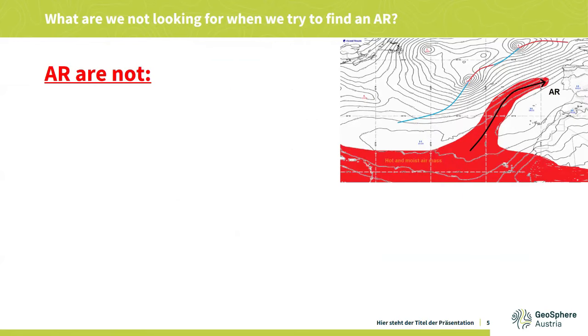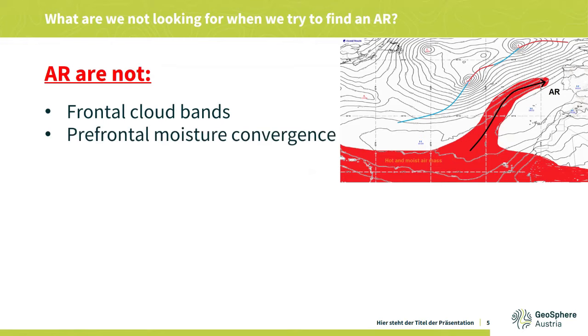On the other hand, atmospheric rivers are not frontal cloud bands. So if you look at the satellite image and you find some nice cloud band, and it's a frontal cloud band associated to a temperature gradient, this is not an atmospheric river. Although, to make it a little bit more complicated, atmospheric rivers can merge with fronts, but they still remain in the lower levels. It's not prefrontal moisture convergence. This is also nicely seen in the visible or infrared images, and though it's associated to atmospheric rivers, it is not the main part.